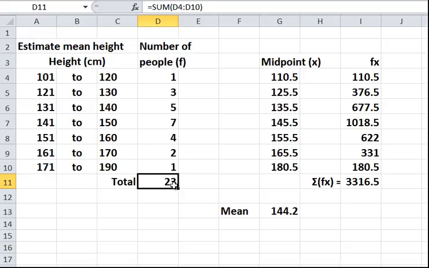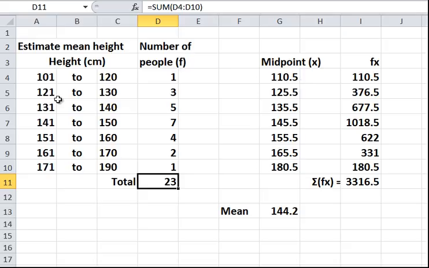And in total there is 23, which I've just done as sum D4 to D10. Sum D4 to D10 on the top. So now we've got a total of 23. Now the way we do this is we get the midpoints. Well, the midpoint can be calculated in various ways. The most obvious way is, I suppose, add 101 to 120, which is 221. A half of 221 is 110.5.